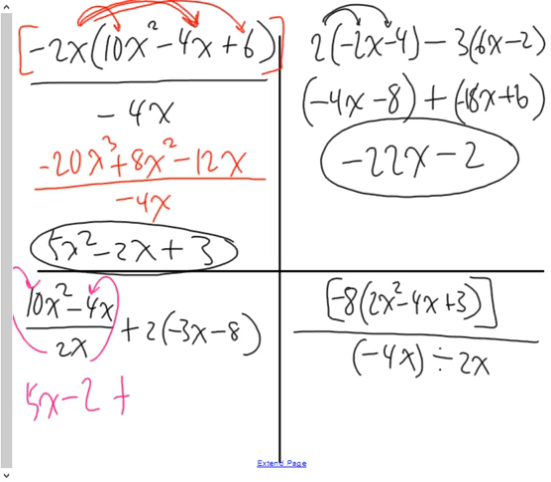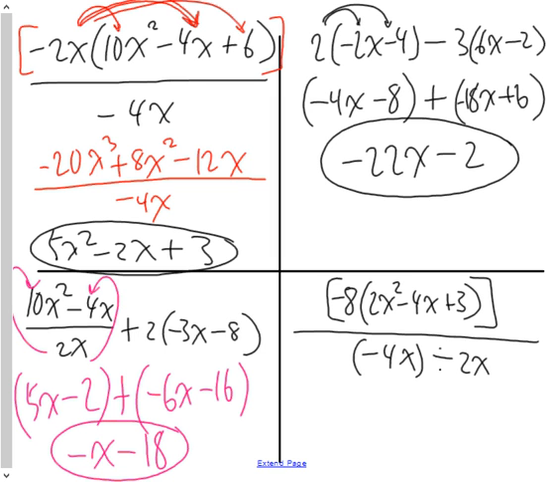I'm going to keep this in brackets because that's my solution for that division. To that I'm going to add negative 6x minus 16. So when I divide, I get 5x minus 2, and when I multiply, I get negative 6x minus 16. Gather like terms, and you get negative 1x, or negative x, minus 18 as your solution.